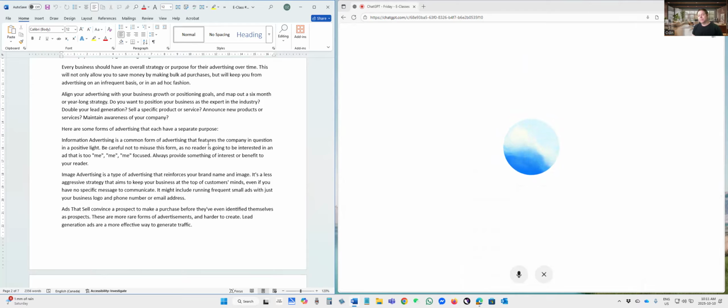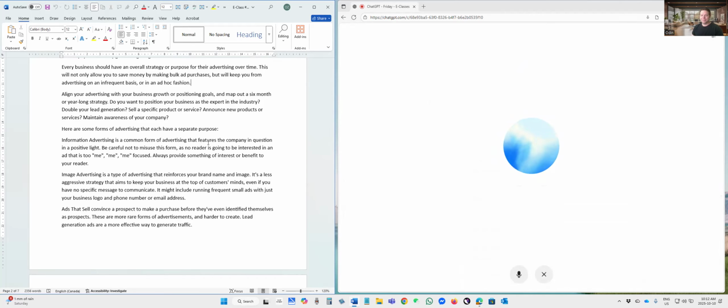Information advertising is a common form of advertising that features the company in question in a positive light. Be careful not to misuse this form, as no reader is going to be interested in an ad that is too "me" focused. Always provide something of interest or benefit to your reader.